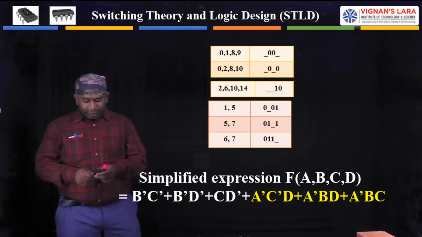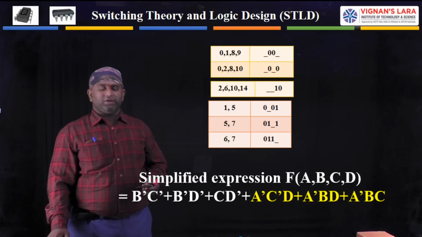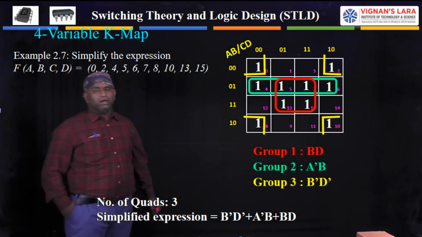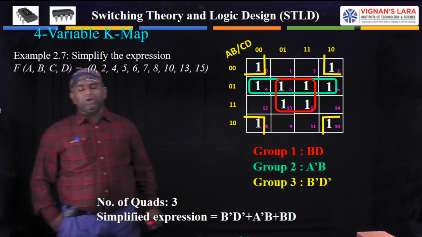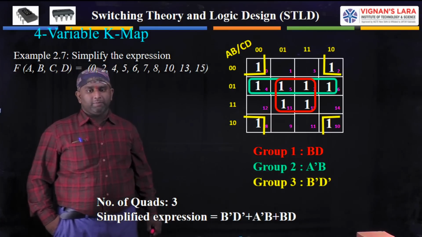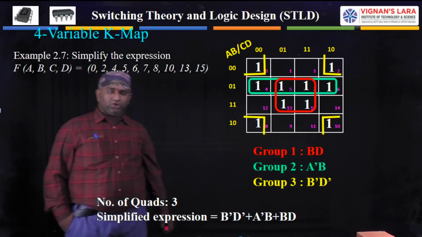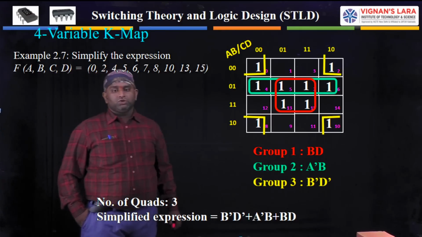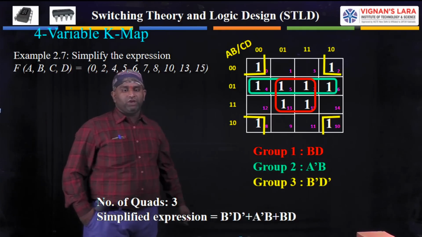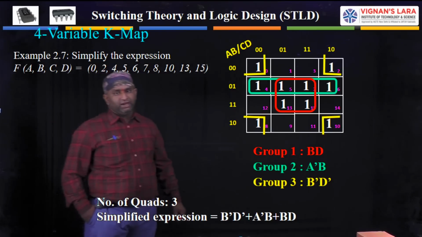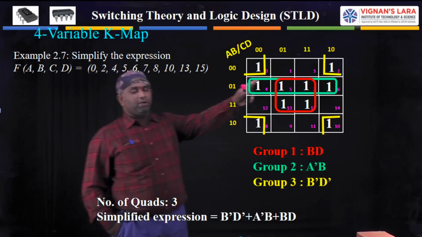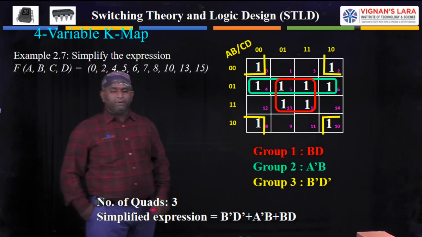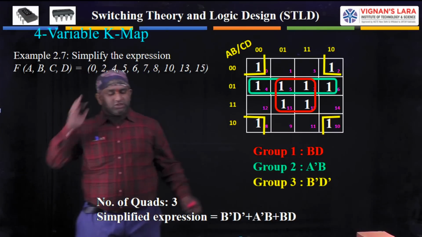Next, we will see one more problem in this Quine McCluskey method. This is the problem we did in the previous 3-input and 4-input variable K-map discussion. In lecture 23, we did this problem. The same slide I brought here. See here, the 4-variable K-map, the given function f of ABCD = 0, 2, 4, 5, 6, 7, 8, 10, 13, 15. This is the K-map we did on that day, and this is the finalized expression we got: B bar D bar plus A bar B plus BD.